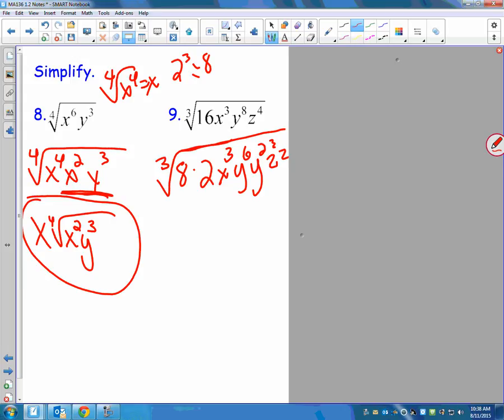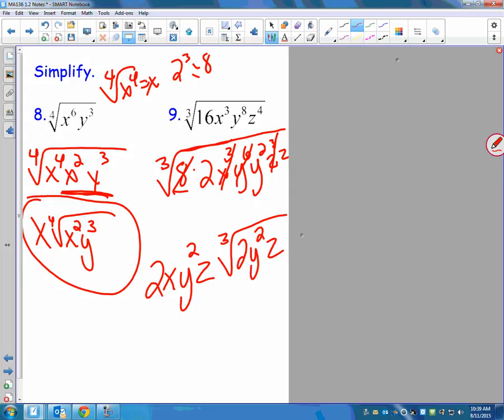But if I was going to write my answer here, everything that's a perfect cube gets to come out. So the cube root of 8 is 2. It gets to come out. So that's gone now, because the cube root of 8 is 2. I lost the cube root sign. The cube root of x cubed is x. So that's gone. The cube root of y to the 6th is y squared. And the cube root of z cubed is z. And then everything that wasn't a perfect cube has to go back under the radical sign. So I'm left with a 2, a y squared, and a z.